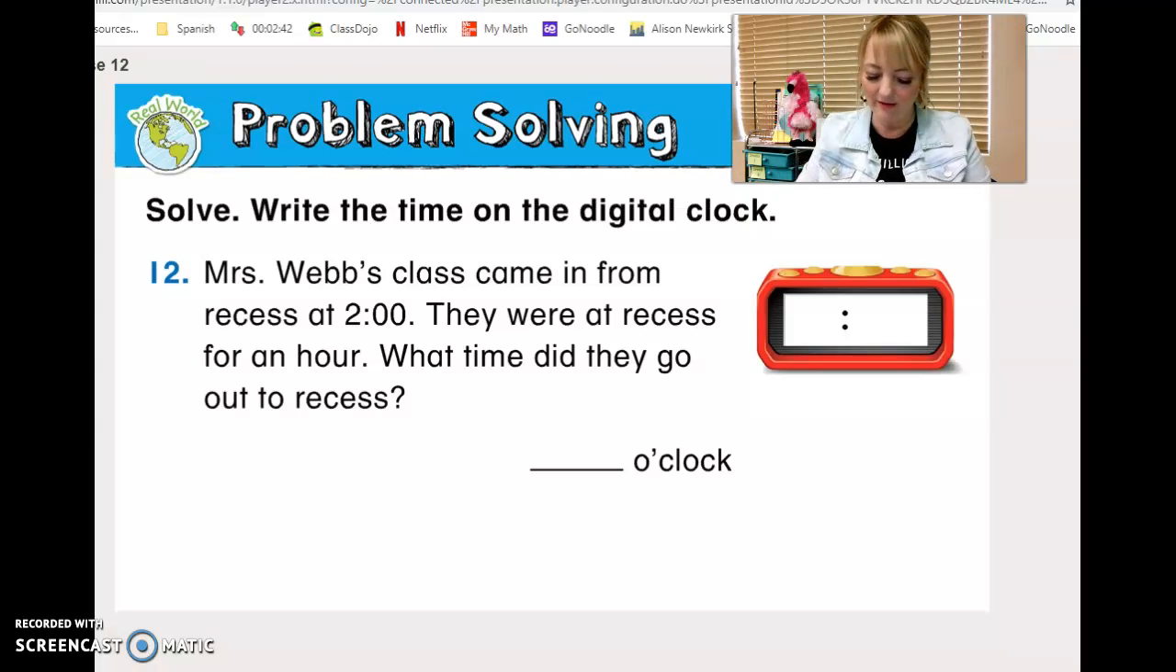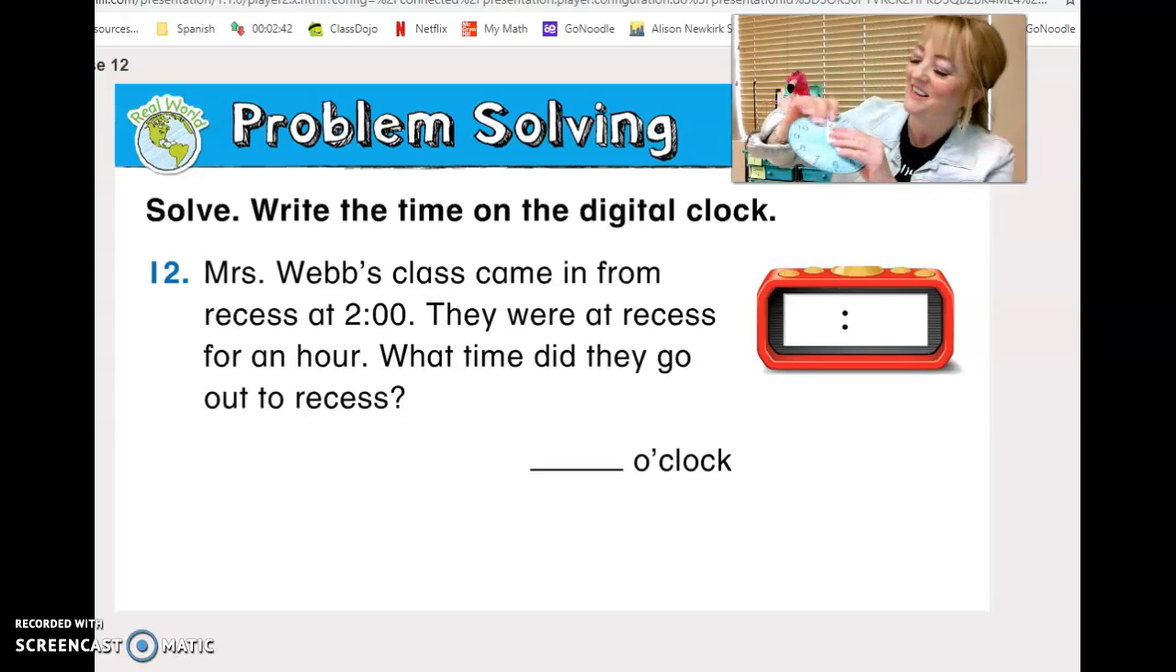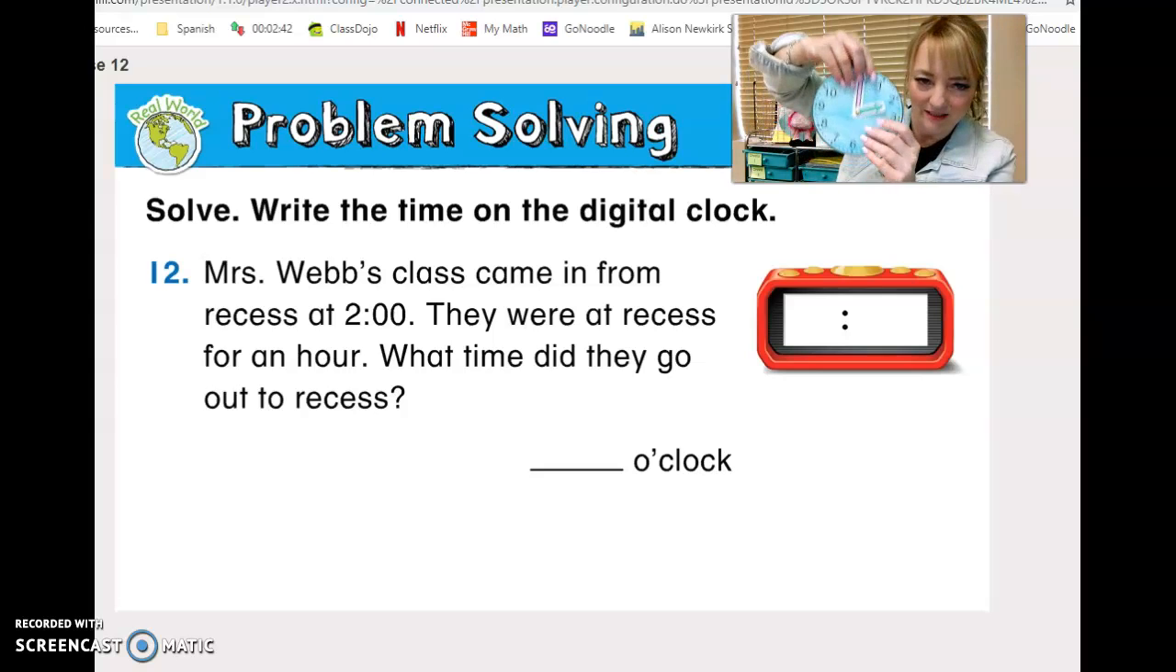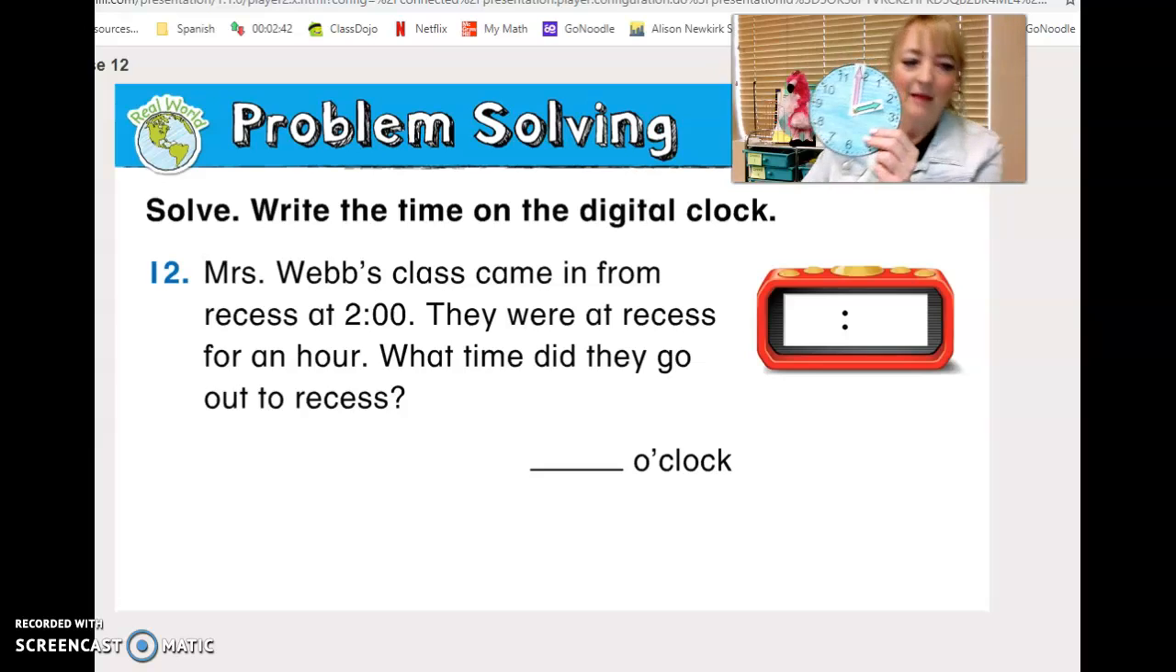Okay, number 12. Miss Webb's class came in from recess at 2 o'clock. Oh, I miss recess, you guys. We have so much fun. 2 o'clock. So they came in from recess at 2 o'clock. They were at recess for an hour. What time did they go out to recess?